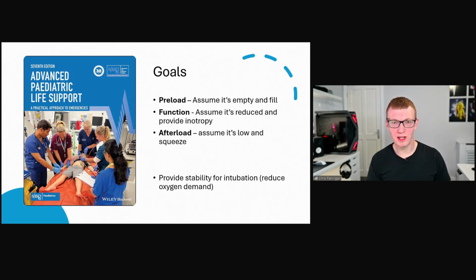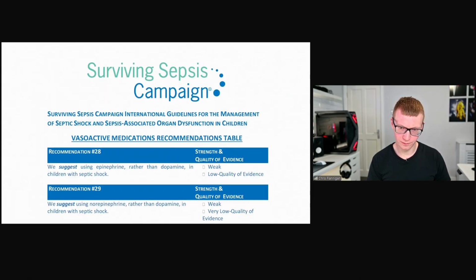The most important thing with this child is actually to stabilize them for intubation, because you're about to give this child an induction agent, which is highly likely to make them decompensate and arrest. And even if you resuscitate them absolutely perfectly, they are still likely to decompensate when you give them that induction agent. In terms of what we use for vasoactive drugs, I think all the guidelines are fairly clear.